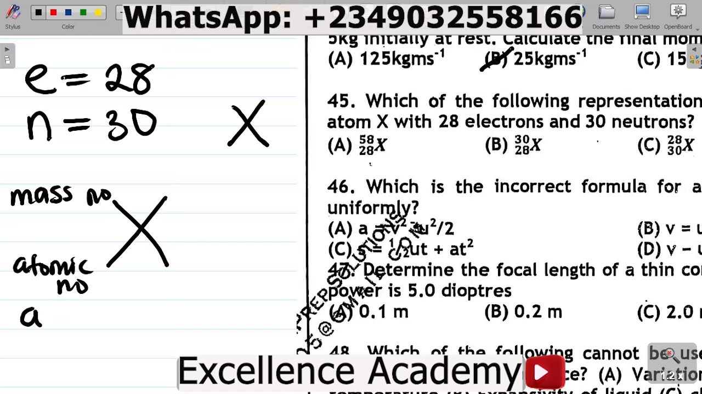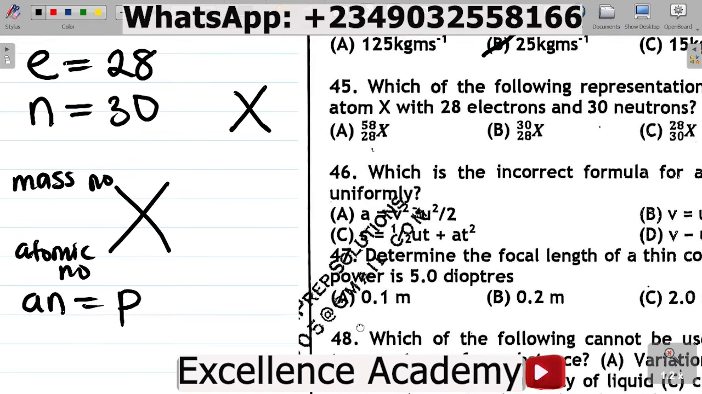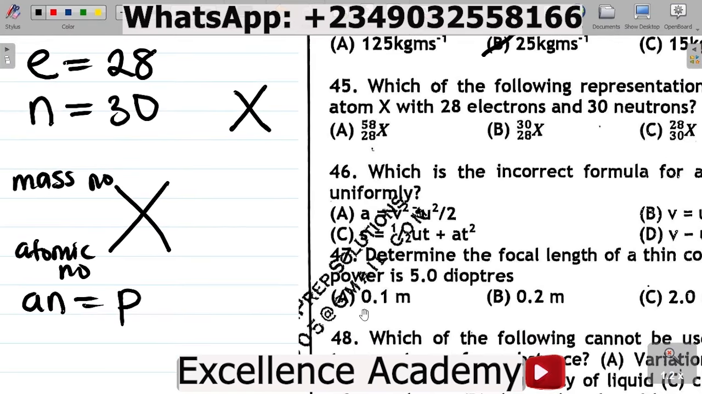So let me call this AN. Atomic number is equal to number of protons. But in a case where you have a neutral element, a neutral atom is an atom that does not have any charge. They gave you X, it was not plus 2 or minus 2, it was just X. The fact that this is just X without plus or minus means it's a neutral atom. And for a neutral atom, number of protons, P, is equal to number of electrons, and from the question, they give you 28. So in essence, atomic number AN is 28, so here is 28.